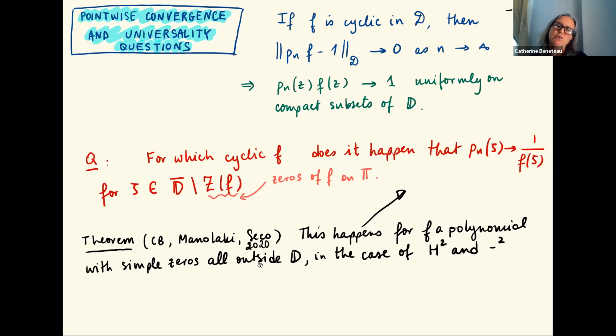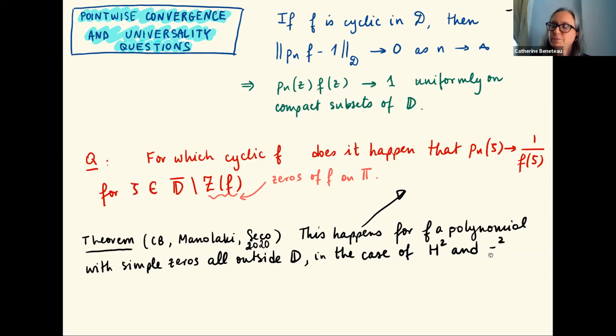Mirto Manolaki, Daniel Seco and I studied this question in 2020. Somehow this is missing here: this should be for the Bergman space A2. There's like a secret A here. Yes, indeed, this does happen. And we actually proved this convergence if f is a really good function. So if f is a polynomial with simple zeros that are all outside the disk, then Pn of zeta converges to 1 over f of zeta, actually uniformly on compact subsets of the closed disk minus the zeros of f. That's what we proved.